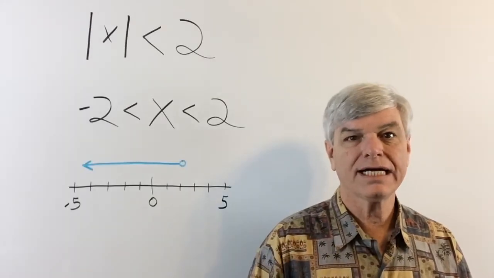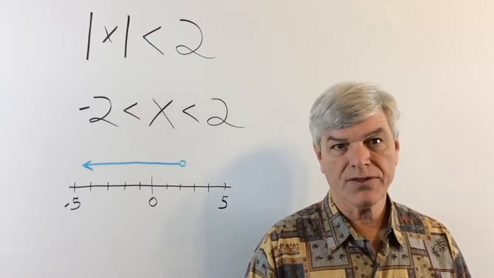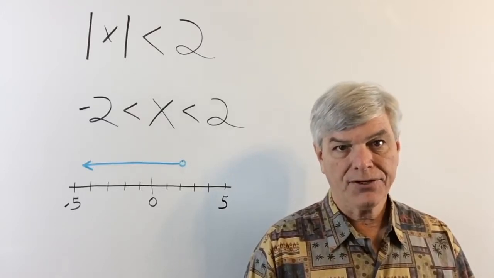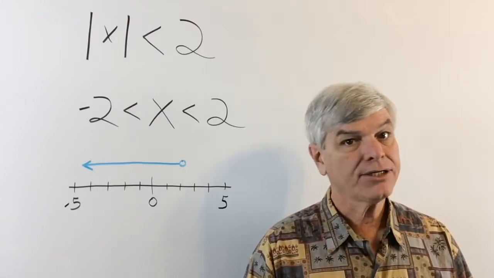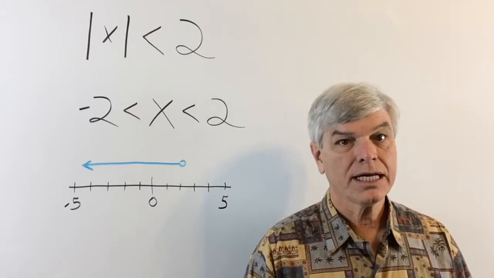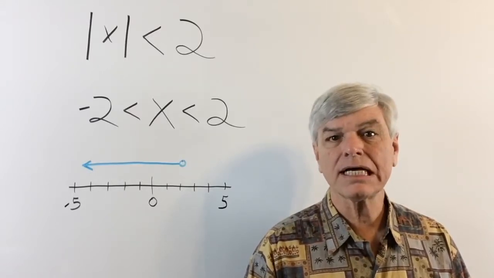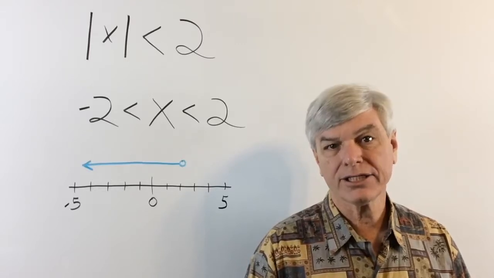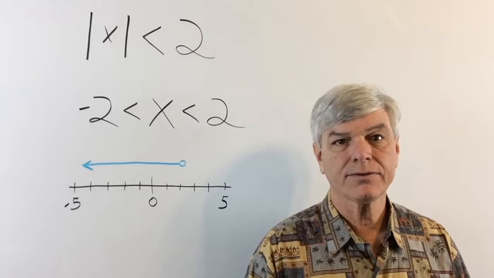Oh, that's very nice. We got blue today. And as you can see, we start with a circle at the 2. That is because it is not equal to 2. It's everything less than 2. And so just like the arrow says, we're going to move in that direction. Now let's start with the negative 2.